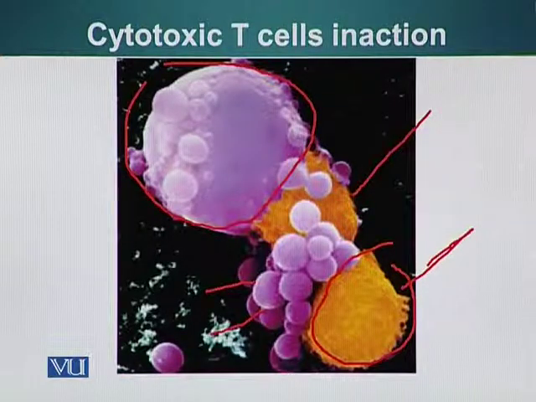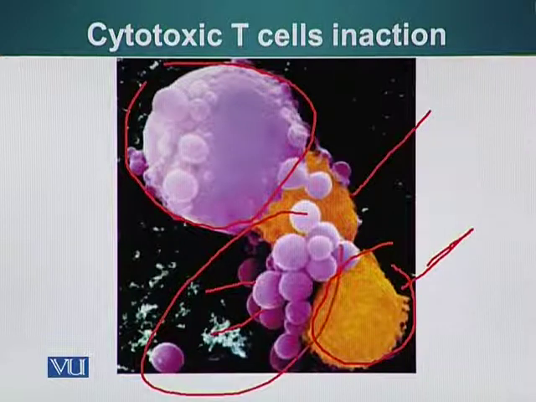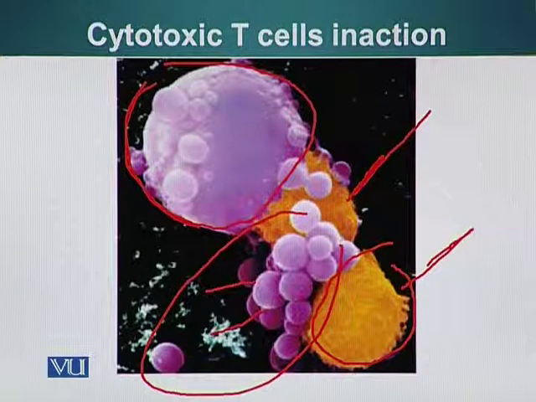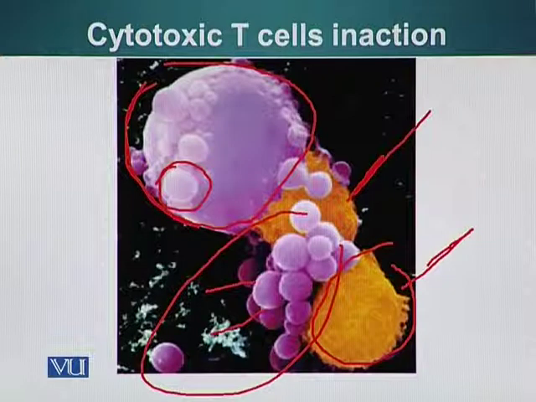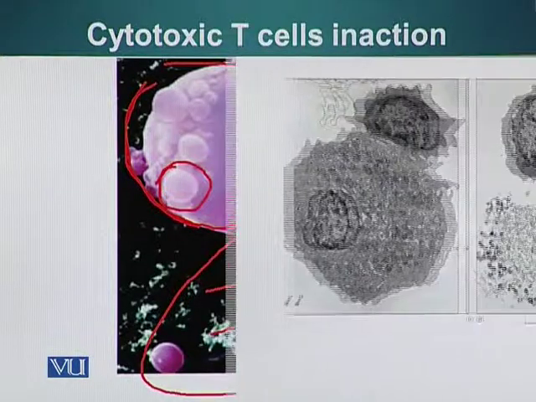We'll see how that happens later on, but this cell has been completely destroyed, whereas this T cell is in the process of destroying this larger pink cell. We can tell that by these blebs which are forming. These vesicles or blebs forming on the surface of this cell are a hallmark of apoptosis. We'll talk about apoptosis later on.